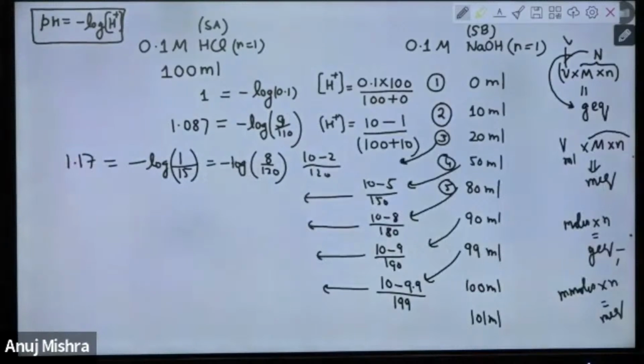यहाँ तक समझ में आया? So what are we trying to do? We are trying to neutralize H plus, right? What are the numbers?